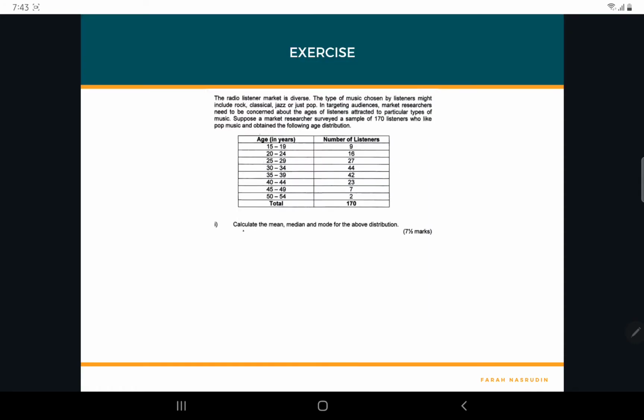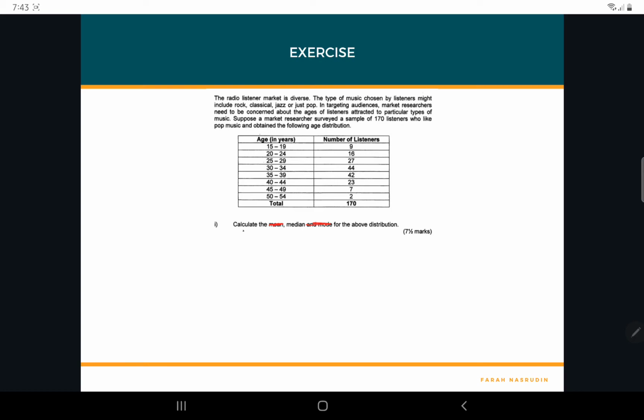Okay, let's take a look at this exercise. From here, you can see that our data is in the form of group data, and we want to find the mean, median, and mode. So I just want to show you how to find the median, not mode. Mode dengan mean ni tak perlu, kita buat median sebab kita in the subtopic of median right now.